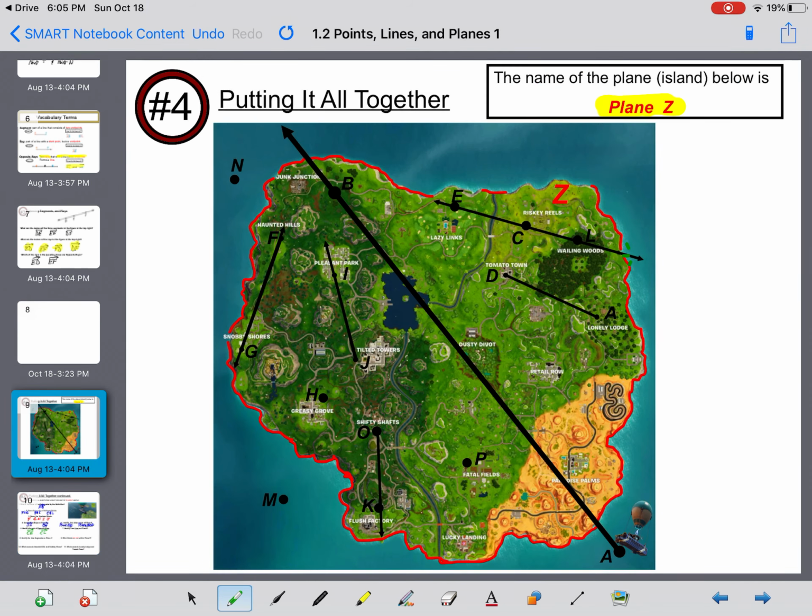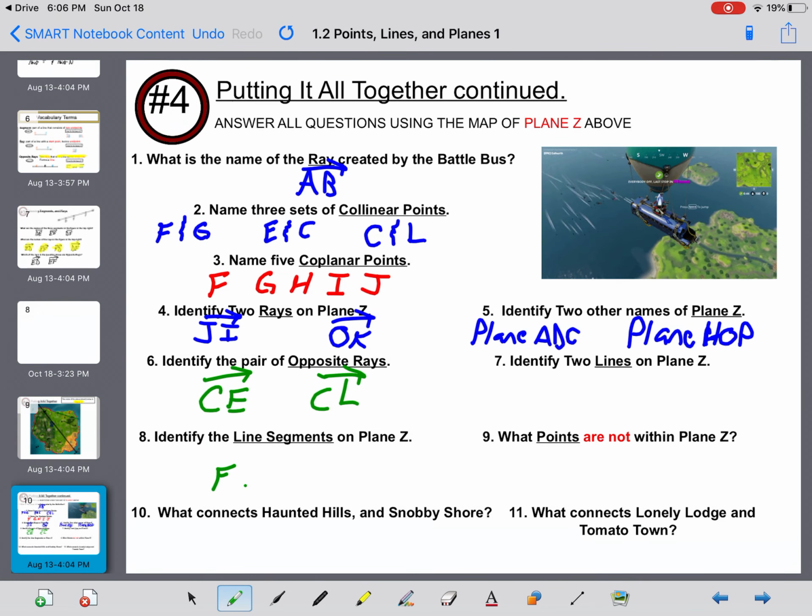Identify two lines on plane Z. Well, two lines that extend in both directions forever and ever and ever, the ones I see are FG and the one we keep talking about, EL. Oops, I'm writing them in the wrong spot. FG and EL.